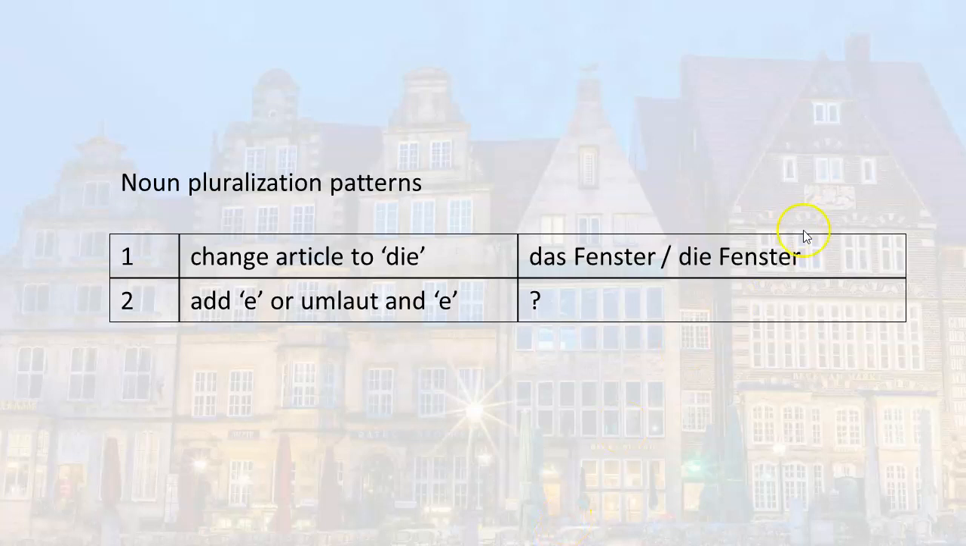So in the first lesson, you learned the first pattern, which is just change the article to die. Remember, die is the article for all plural nouns. So das Fenster, the window, die Fenster, the windows. In this lesson, we're going to learn the next pattern, which is simply add an E, or if there's a vowel, you add an umlaut to the vowel and then add the E.